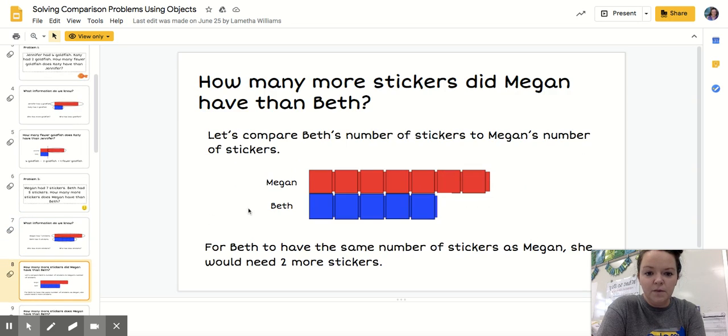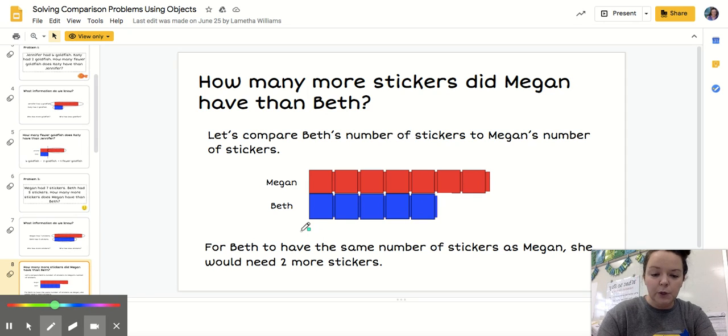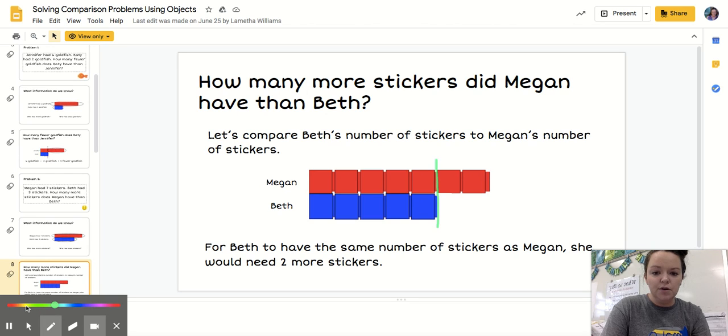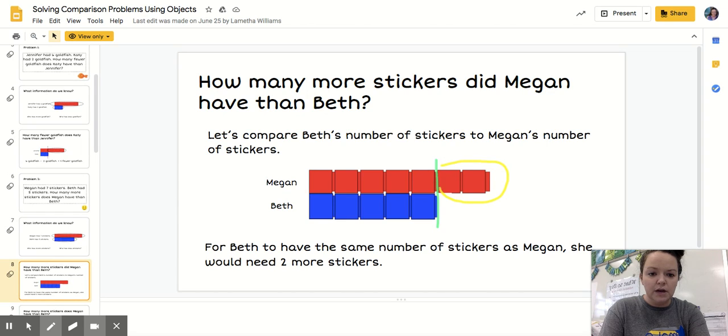Now here we have our cubes closer together, side by side, so we can see how they compare to each other. I'm going to grab my pen, make it a blue, and come here to the end of Beth's row. I'm going to draw a line. This shows me where their 2 rows are the same. If I stopped right here by this line, these cubes are the same amount as right here. Now obviously Megan has a few more cubes, so we can't forget those. I'm going to circle these 2 cubes right here.